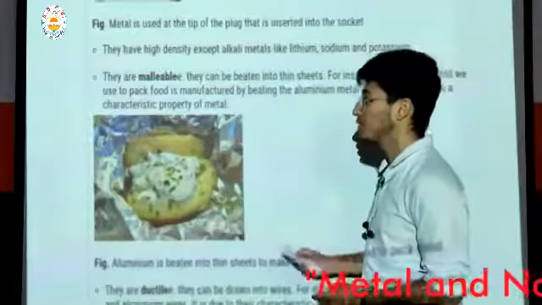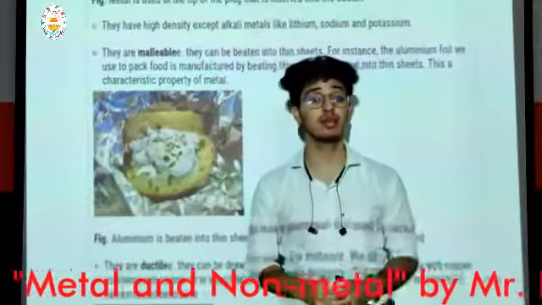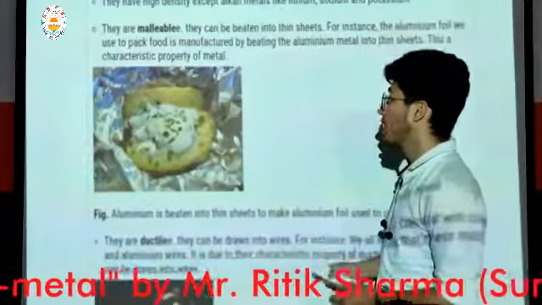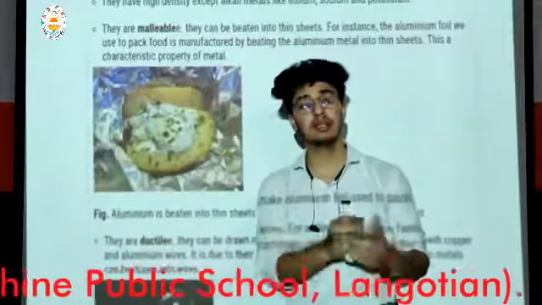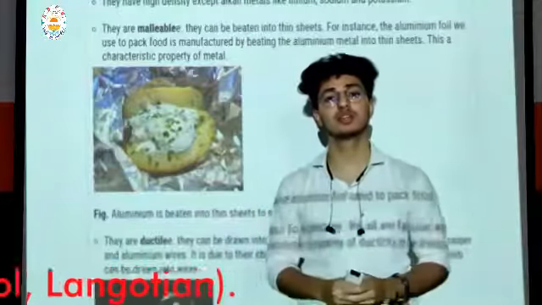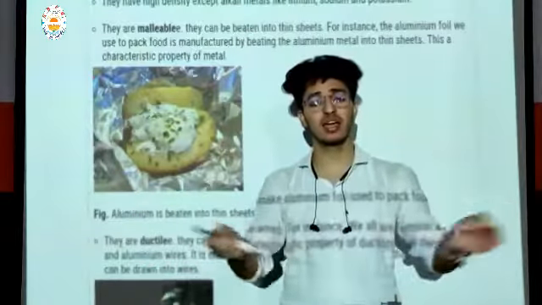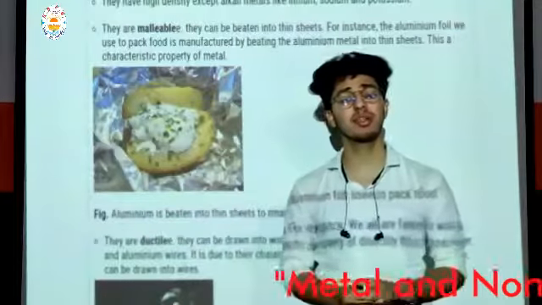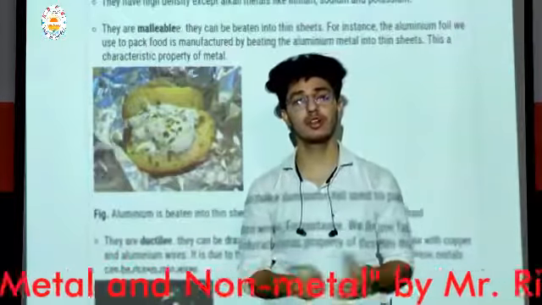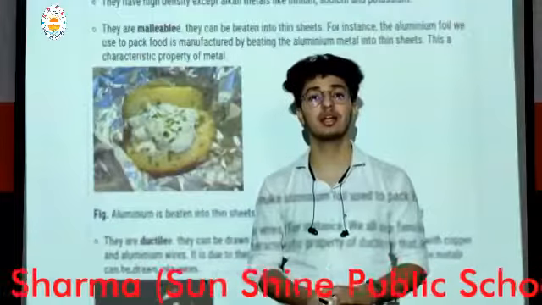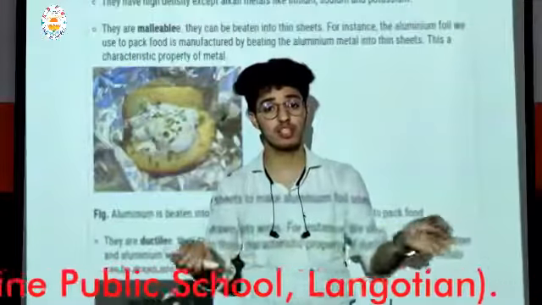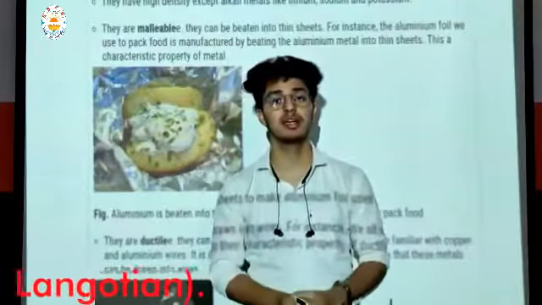Metals are malleable. Now, this is a new word for you, malleable. What does malleable mean? Malleability means metal can be beaten to form thin sheets. You must have seen iron sheet. The best example is aluminium foil. We use it every day to pack our lunches. Aluminium is a metal, but it can be beaten to form a thin sheet. That is malleability.